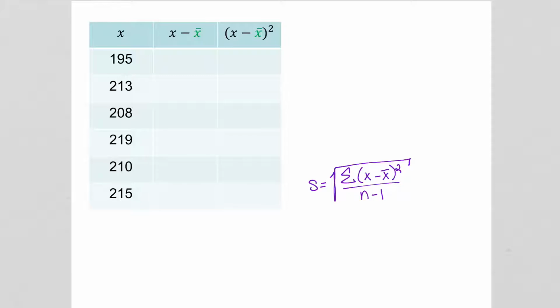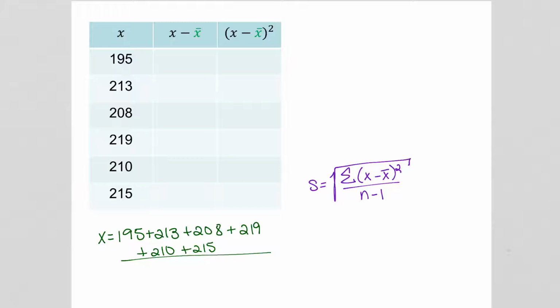Well, the first thing we have to do is find the mean. So we're going to add up these values just like we did in the previous section. Divide by the number of them. There's 6. So we get 1260 divided by 6. The mean is 210.